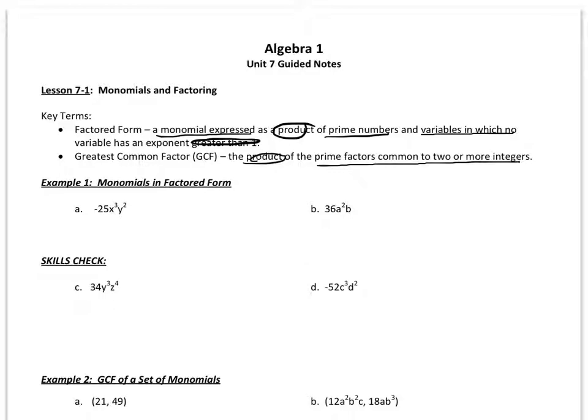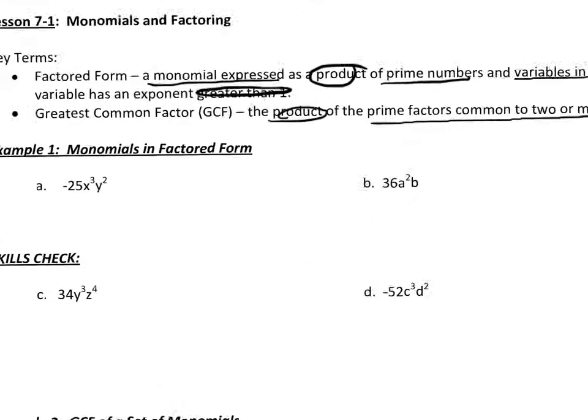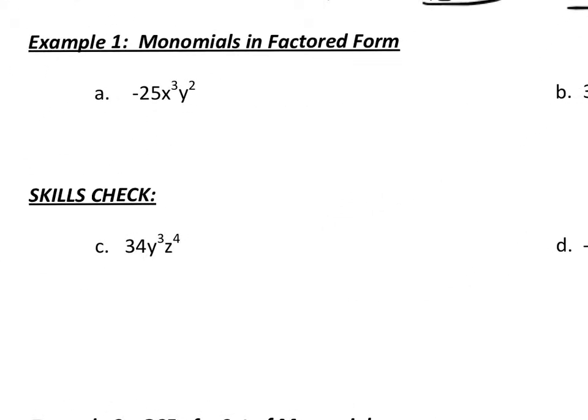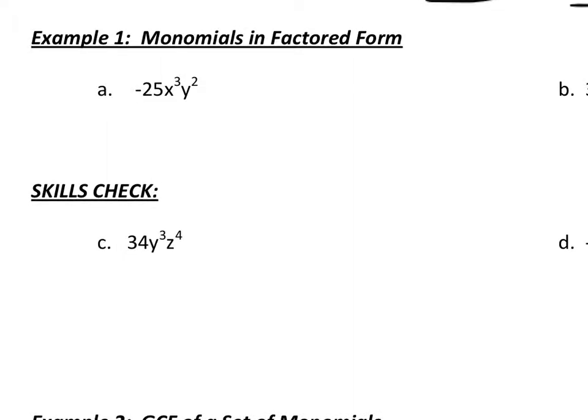When we look at negative 25 x cubed y to the second, what we're looking for is factoring down to the prime factors. So there's a couple ways to do this: upside down division or factor tree. I'm going to do factor tree.